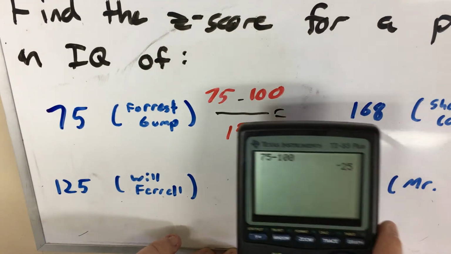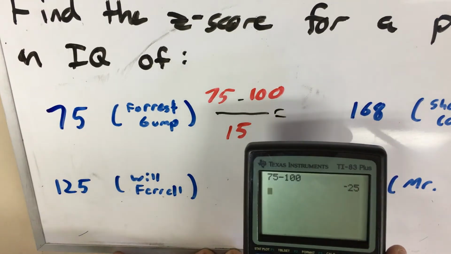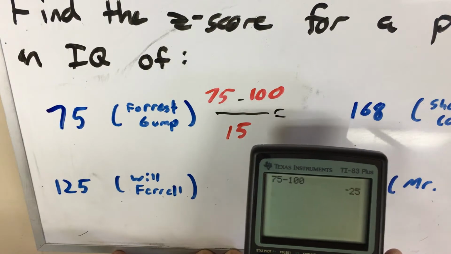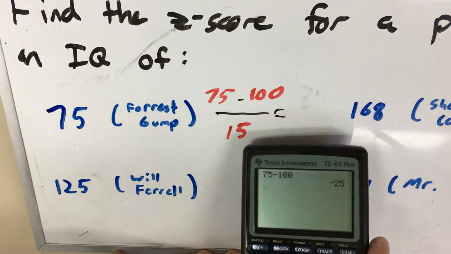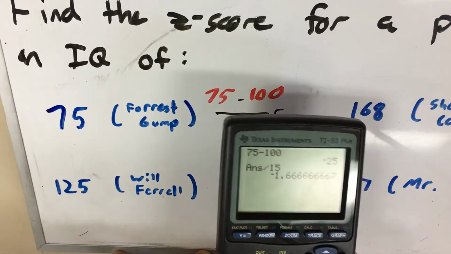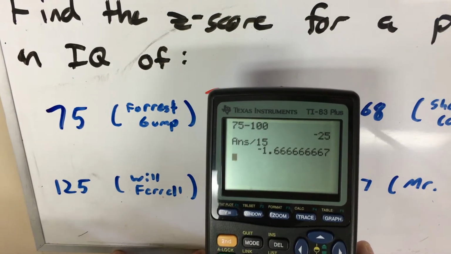This means that 75 is 25 less than 100. Now, that may seem arbitrary and actually stupid for me to say, but the fact is that that does mean that this will have a negative z-score because our standard deviation here is always positive. So let's go ahead and do that divided by positive 15. That is negative 1.6 repeating.